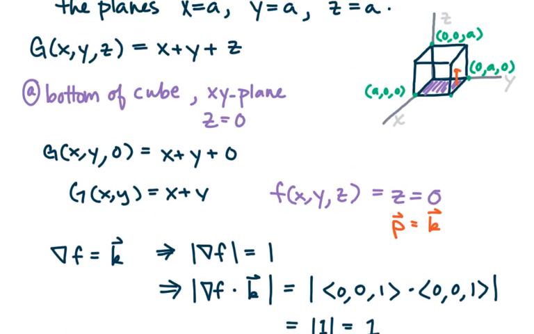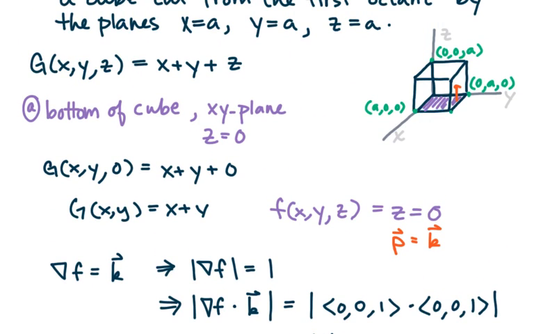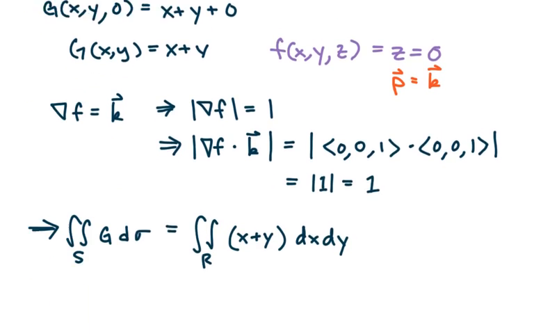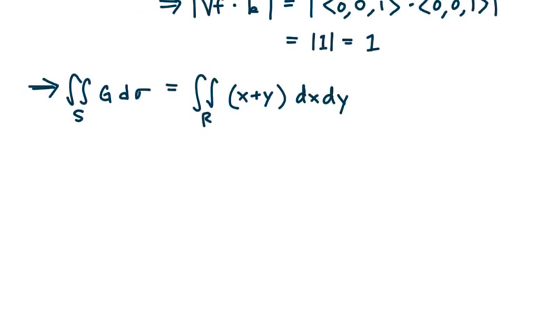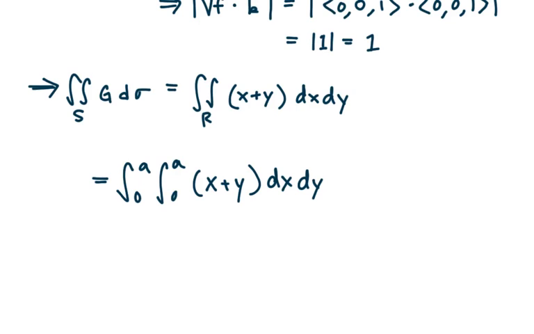And my region R, that's just this cube. So my x goes from 0 to a, and my y goes from 0 to a. So this is the double integral from 0 to a, 0 to a, of x plus y, dx dy. All right, so first we're going to integrate with respect to x.